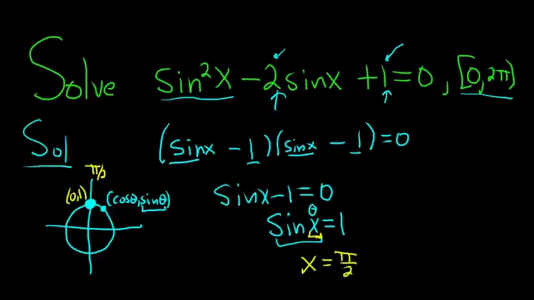Then, of course, we should ask, are there other answers in the interval 0 to 2 pi? But there's not. This is the only place between 0 and 2 pi where the y-coordinate is equal to 1. Right? You would have to go all the way around again, and that would put you outside the interval. So that's the final answer.